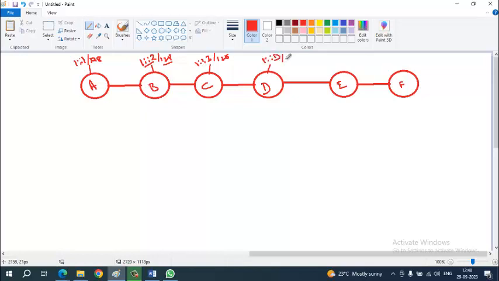I can say here C. Nothing wrong. B. A means 10, no? 10, 11, 12, 13. Likewise here I'm going to say 1 colon E slash 128. 1 colon F slash 128.